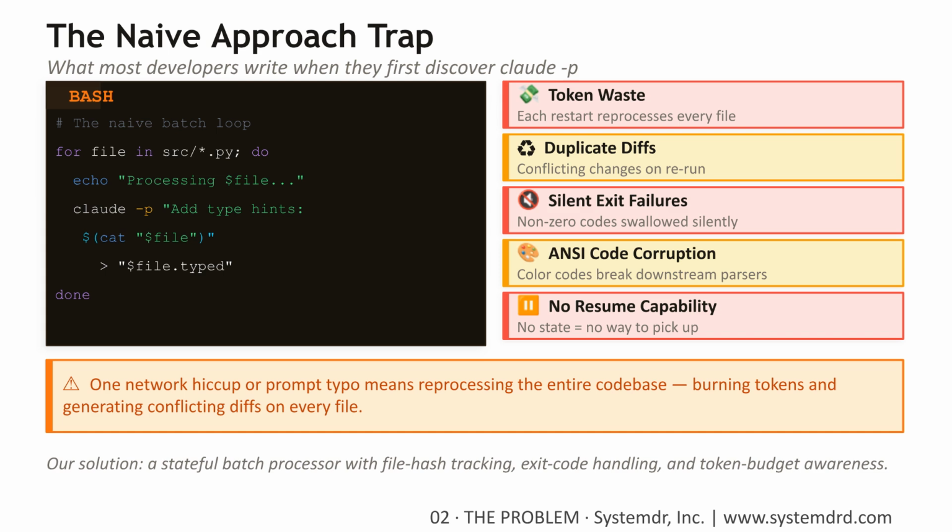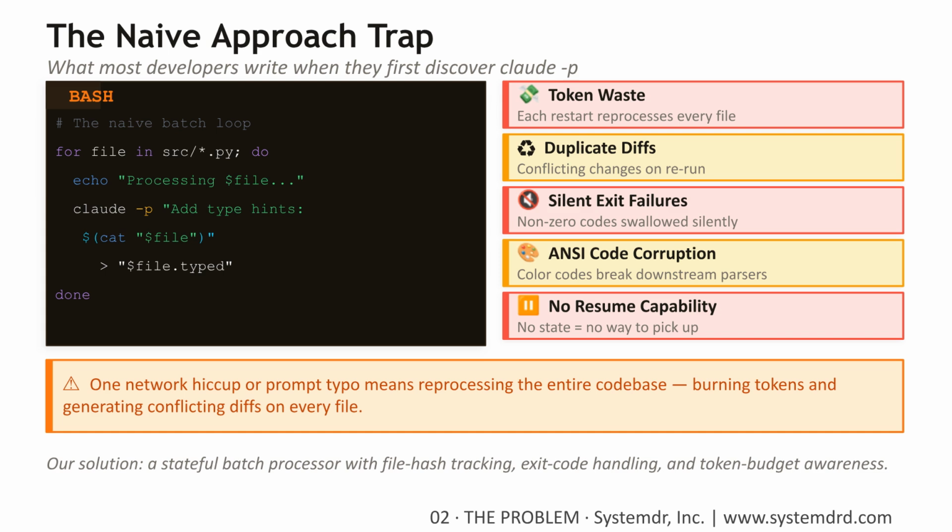No resume capability. After a crash, you have no record of which files succeeded and which failed. You are back to square one with no choice but to restart the entire batch. One network hiccup or prompt typo means reprocessing the entire codebase, burning tokens, and generating conflicting diffs on every file.